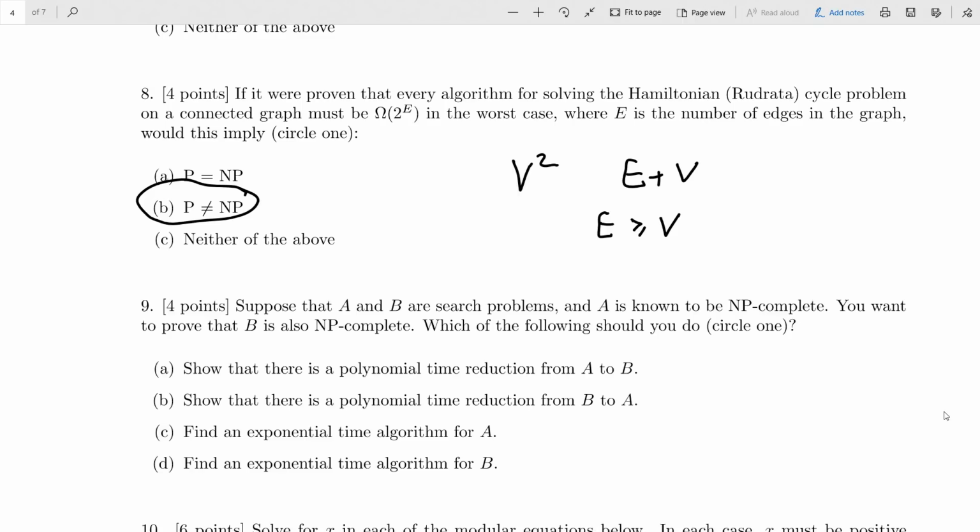Okay, so this is another one. It's a lot like the factoring one. This would be discovering that some problem from NP requires exponential time.